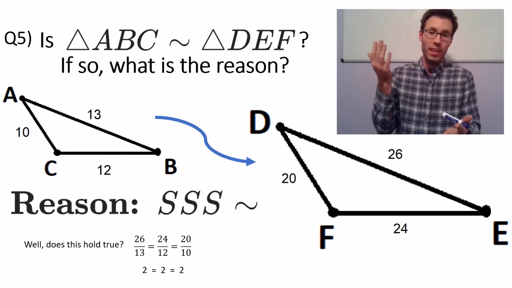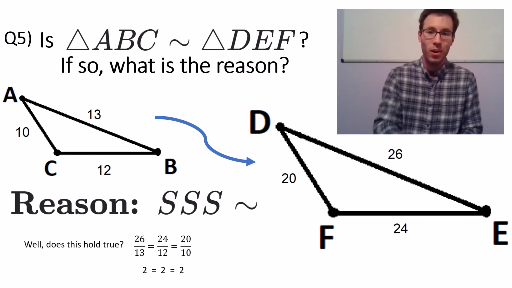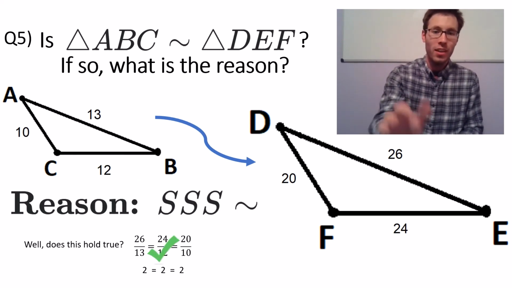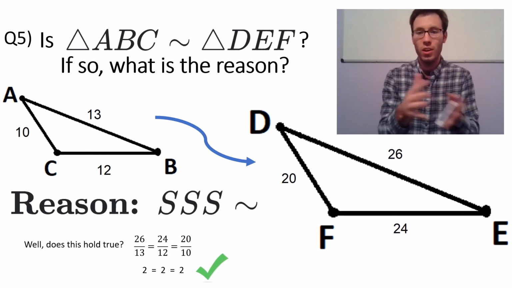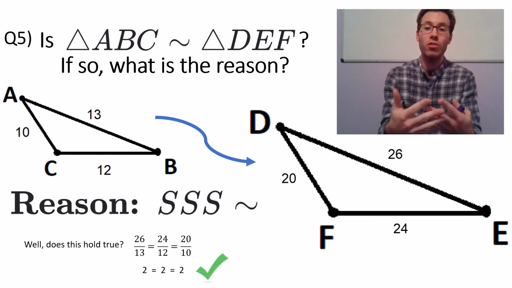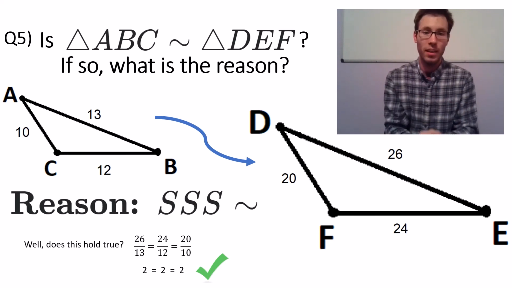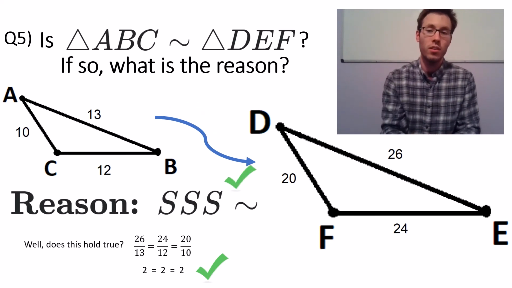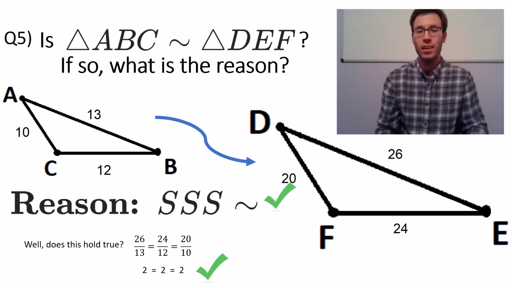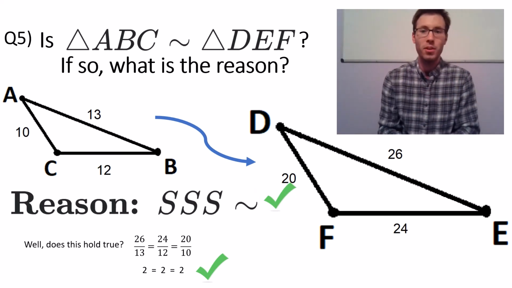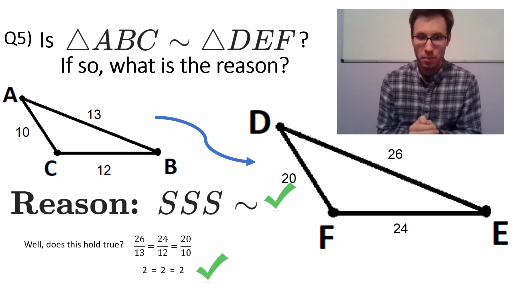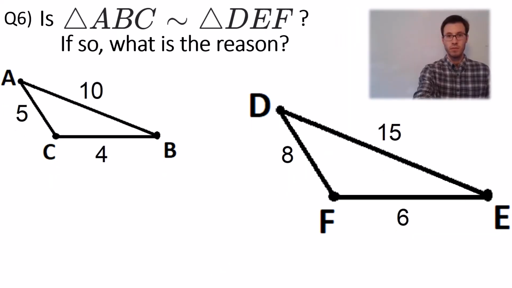So this means that SSS similarity does work, because 2 equals 2 equals 2. All the corresponding sides are proportional to each other by the same number, that scale factor. That is the reason SSS similarity holds true. So those triangles are similar by SSS similarity. All right, let's go on to the next example.